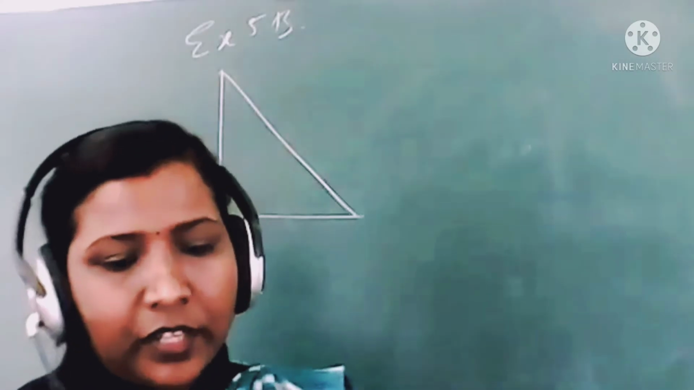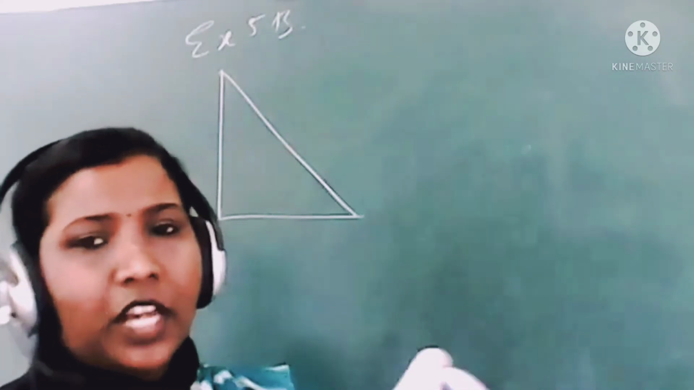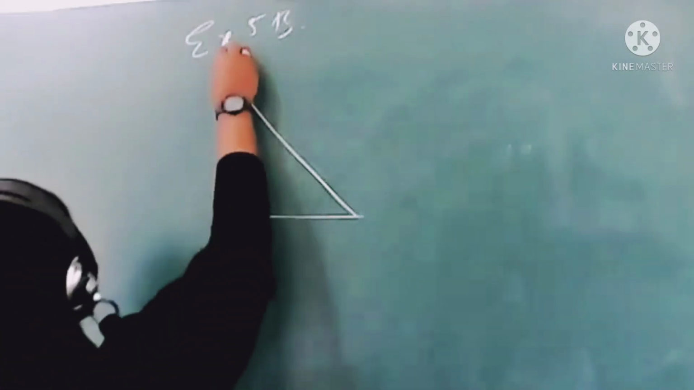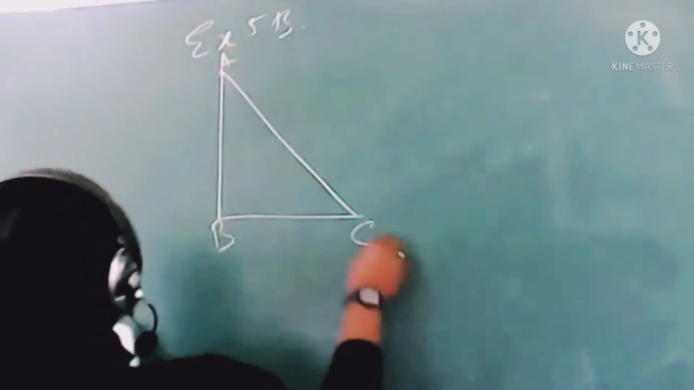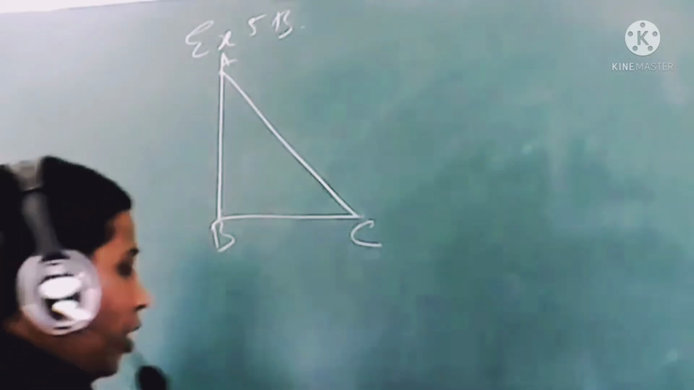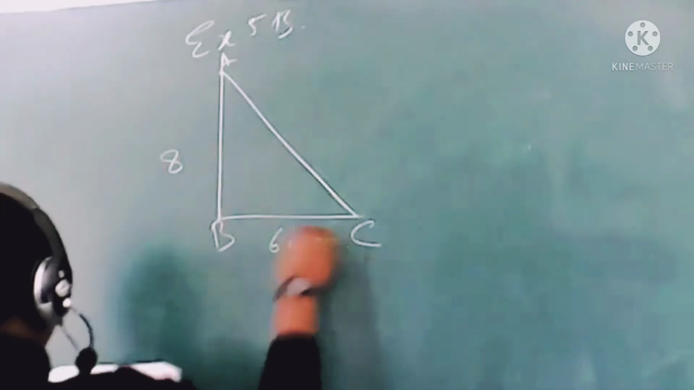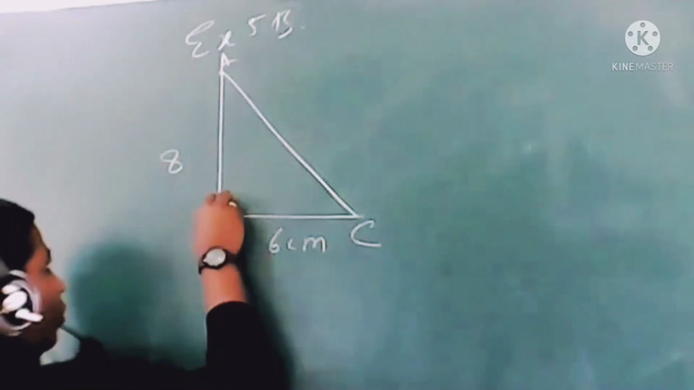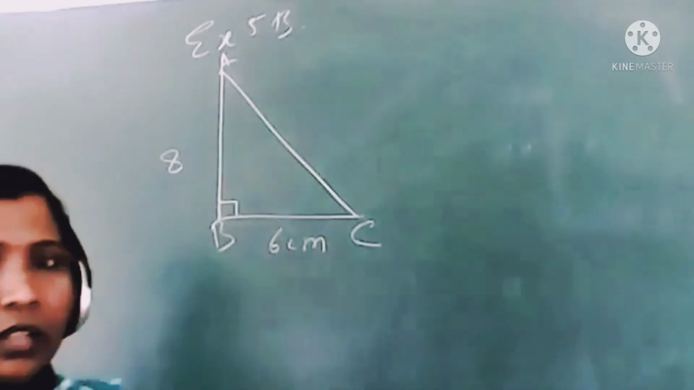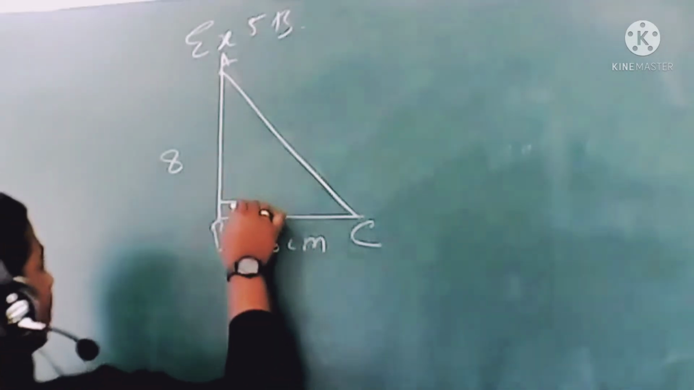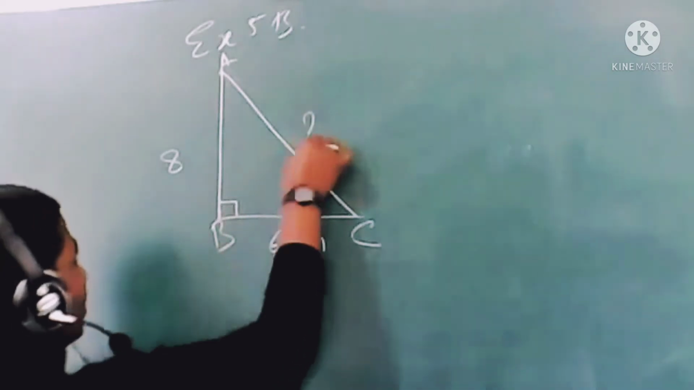We are having exercise 5B, and it is given A, B, C. So we will give the name to the right angle triangle: A, B, and C. Here it is given 8 and here 6 centimeter. They have noted down that this is a right angle triangle. Here you can see the opposite side, so we have to find out this one.